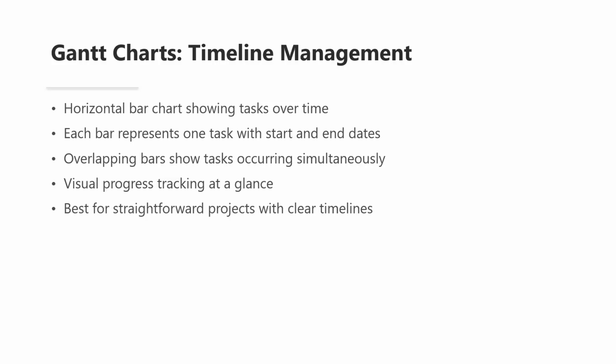Gantt charts are particularly useful for tracking progress. As tasks are completed, you can shade or color the bars to show what percentage of each task is done. This allows program managers and stakeholders to quickly assess whether the project is on schedule. Gantt charts work best for projects that have a relatively straightforward sequence of activities with clear start and end dates. They are less effective for projects where the relationships between tasks are highly interdependent, which is where PERT charts become more valuable. You will see that distinction come up on the exam.